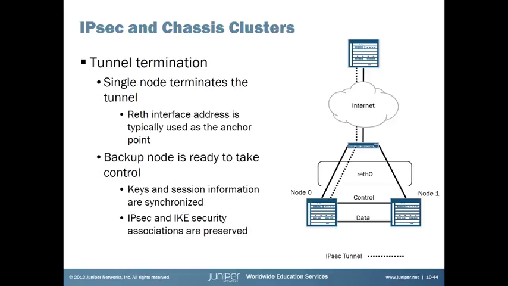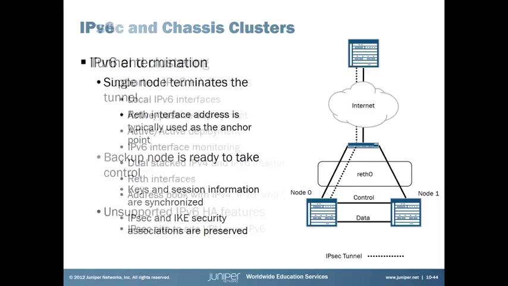IPsec tunnel termination. So we have a single node that terminates the tunnel. The root interface address is typically used as the anchor point. The backup node is ready to take control. The keys and session information are synchronized, and the IPsec and IKE security associations are preserved. So you can fail over to the other node, and your IPsec tunnel will be preserved.